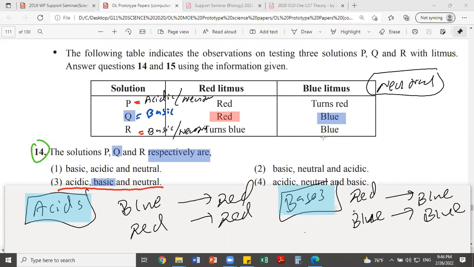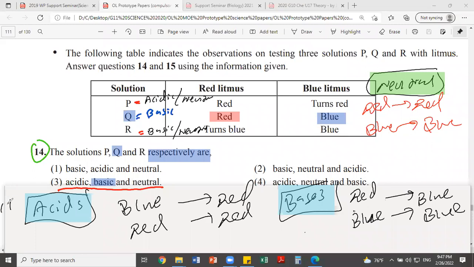Neutral one, red litmus remains red, blue litmus remains blue. No change. By both blue and red litmus, no change by neutral substances. So that's why you get here blue to blue, that is neutral, and the first one can be acidic or neutral. Please copy down all these three.